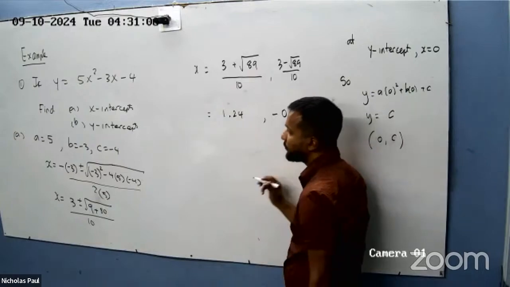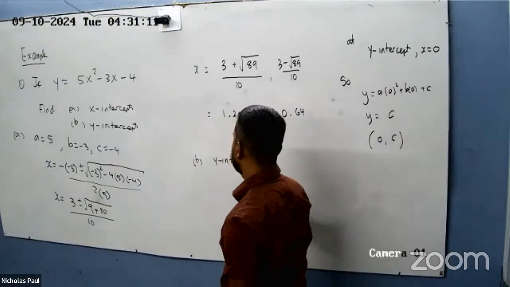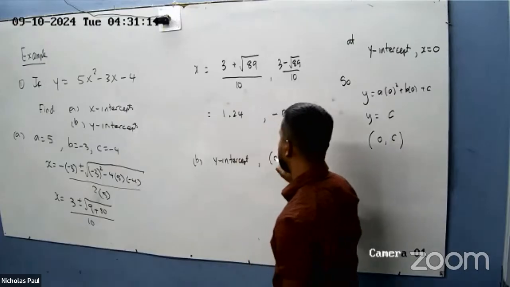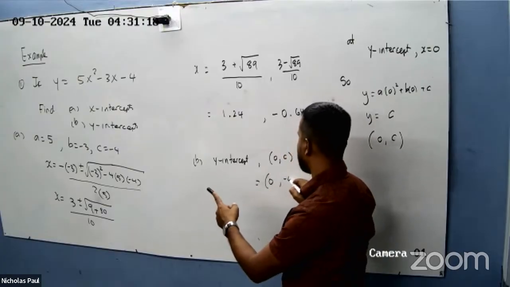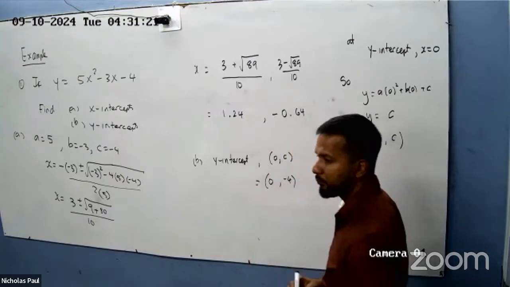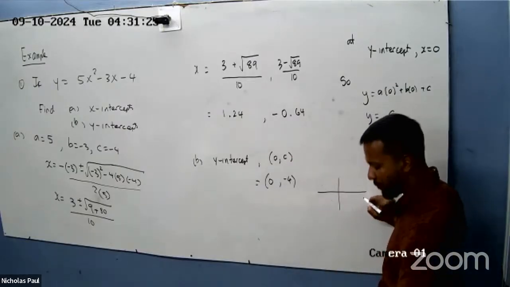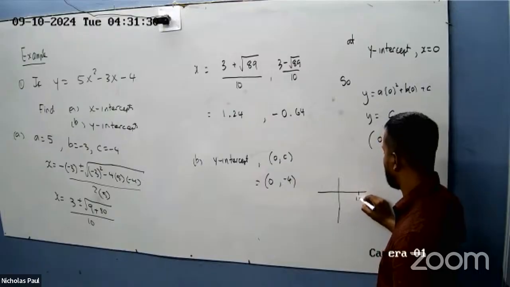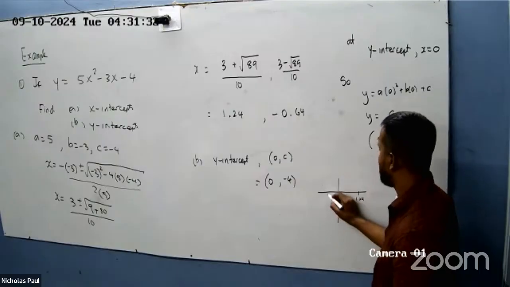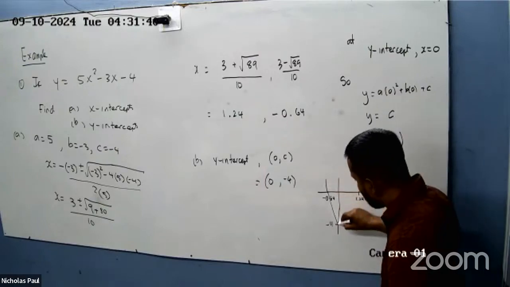Right? And then your y-intercept, last part. Your y-intercept is 0, c. So that's 0, minus 9. Right? If you had to draw it, I wouldn't make you draw it as yet. So next step, we will draw it all. 1.24 and minus 0.64, and down here minus 9, and you just connect them up.